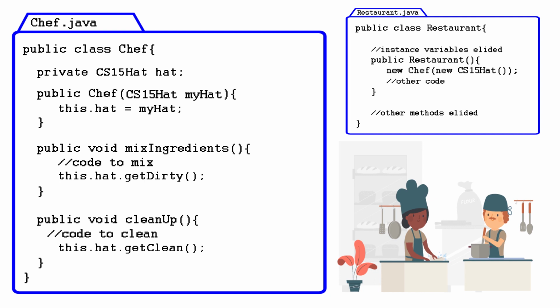Now, when the restaurant creates an instance of our chef class, we will pass in as an argument to the chef constructor an instance of CS15 hat. If you're unfamiliar with this syntax, you might want to revisit Lecture 3, where Andy talks about nesting.